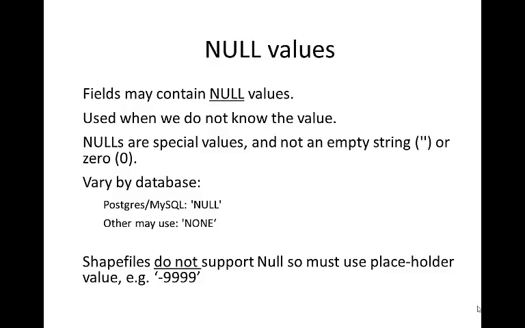Null values. We don't know everything. So sometimes we just simply don't know. And relational databases allow you to store null values. They have a special value, which is usually called null, but I have come across none. If I remember correctly, maybe Access used none 20, 15 years ago or something like that. But in Postgres and MySQL, it's just the word NULL in capitals.